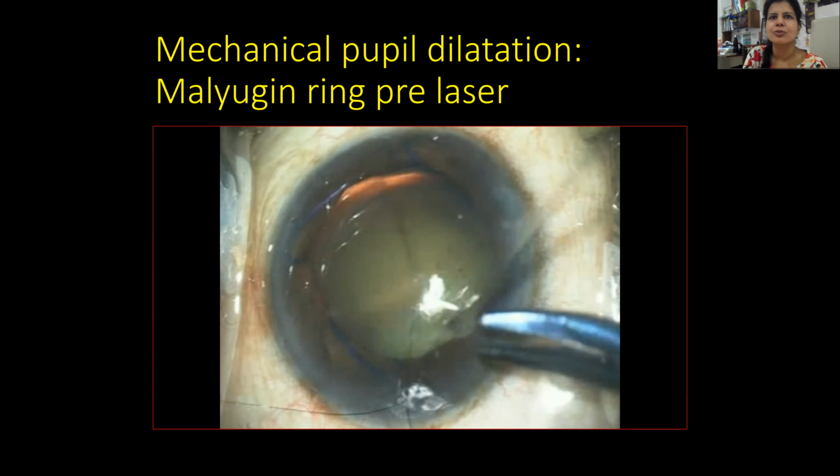During the procedure, you try to avoid making a main port incision because that already has been made. The rest of the laser incisions are made. And after the laser procedure, the suture is removed and all the routine procedures of phacoemulsification are carried out.